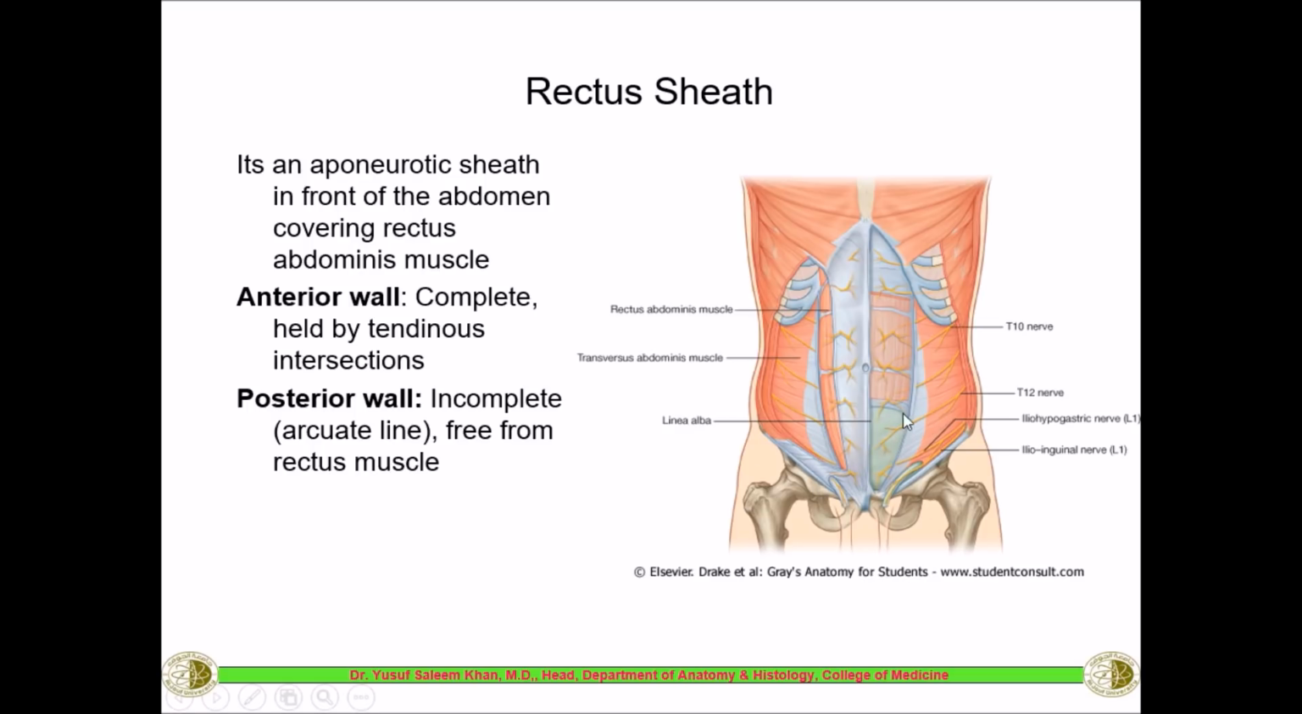This muscle, the rectus abdominis, is cut to show you the posterior wall, which is incomplete. It ends in an arch-like fashion in the lower part, which is called the arcuate line, and below that there will be only the transversalis fascia, which will be in contact with the posterior surface of the rectus abdominis.